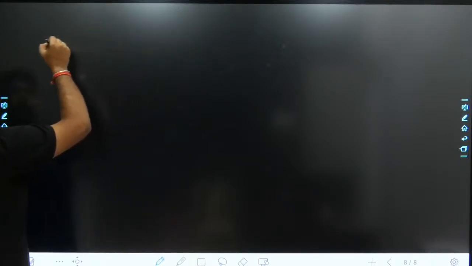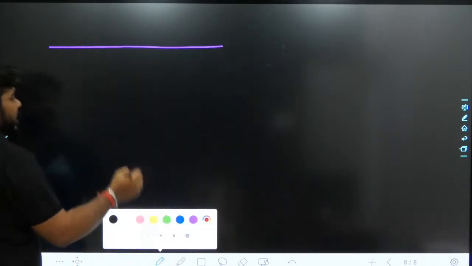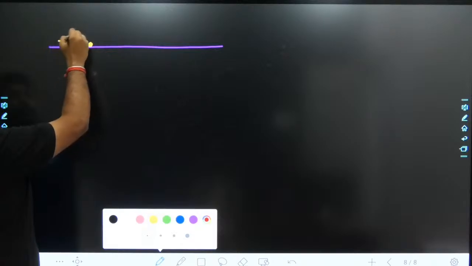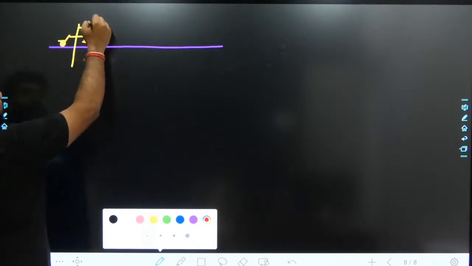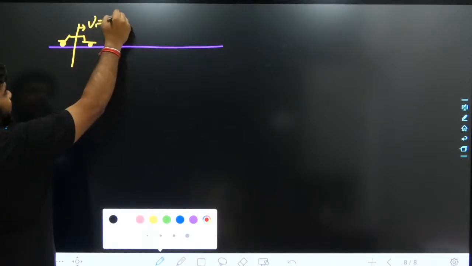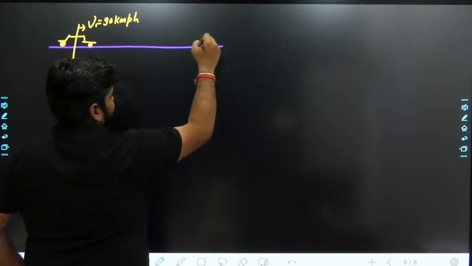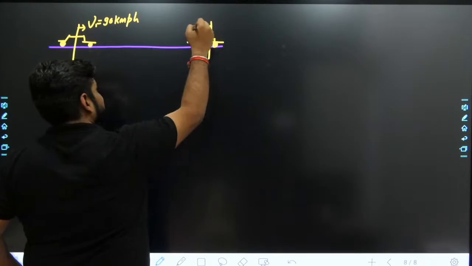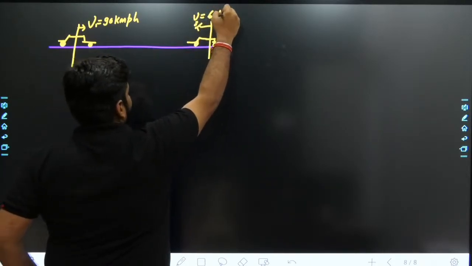Let's see how we are going to solve this particular problem. This is the lane on which our vehicle is moving. This is the velocity. The velocity v1 is given as 90 kmph. Fine. This is your second vehicle, coming from this particular direction, and the velocity for this is v2 equal to 60 kmph.